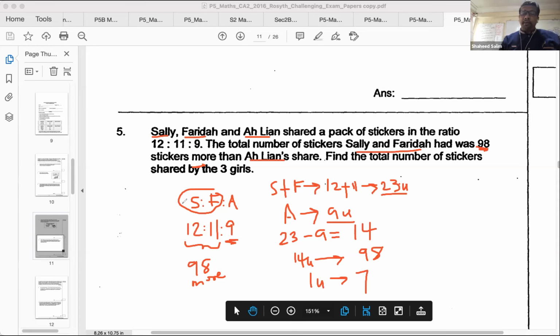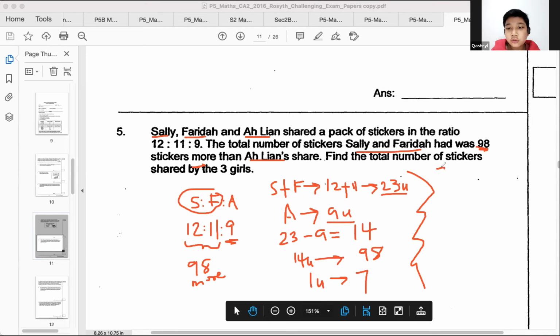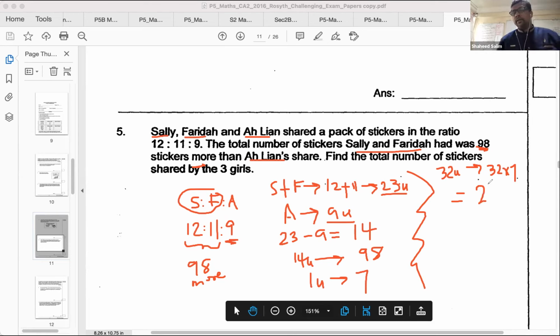How many units are there? Not 9. Yeah, all of them. This was 23. 23 plus 9 is 32 units. So if 1 unit is 7, how much is 32 units? It means 32 times 7. So what's the answer? The answer is 224. Yes, and this is your answer, 224 stickers.